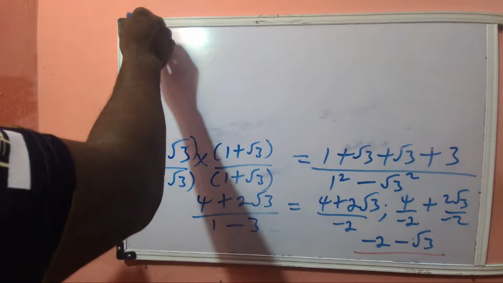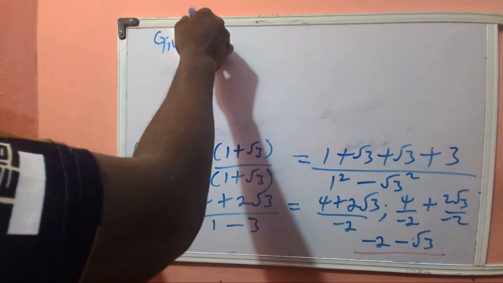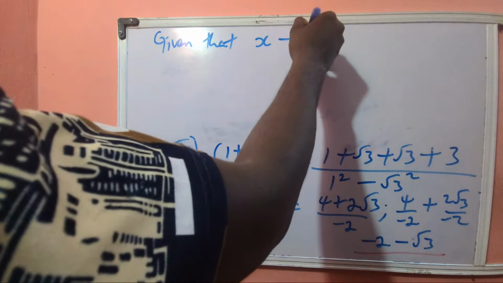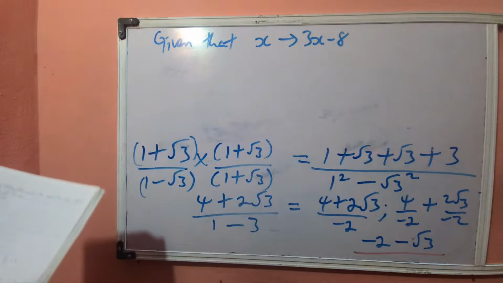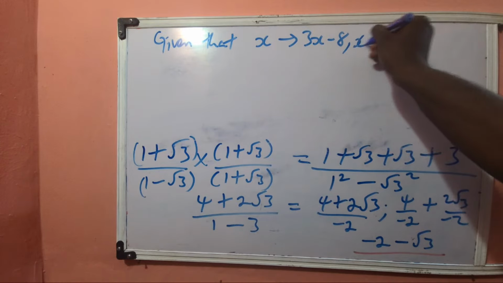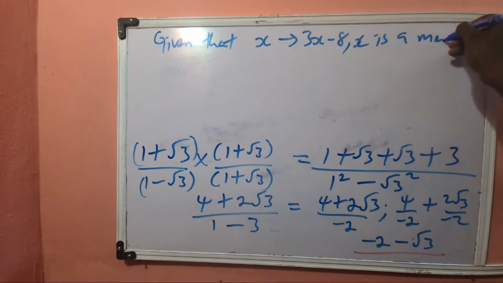All right, look at this question quickly. You are told that given that we have f(x) = 3x minus 8, and you are told that x is a member of the real numbers.